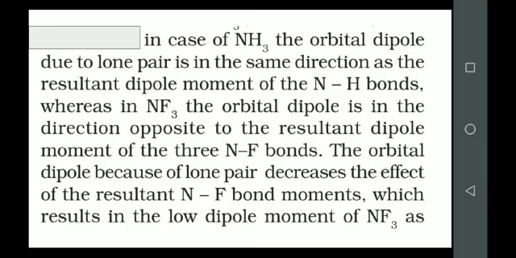The reason for this is given here. Same thing is written here. In the case of ammonia, the orbital dipole due to the lone pair is in the same direction as the resultant dipole moment of the N-H bonds, whereas in NF3, the orbital dipole is in the direction opposite to the resultant dipole moment of the three N-F bonds. Therefore the orbital dipole, because of that lone pair, decreases the effect of the resultant N-F bond moments, which results in low dipole moment of NF3. The same thing I have said: because of the difference in the direction of the dipole of the lone pair of electrons and the N-F bonds, there will be a reduction in the net or resultant dipole moment of NF3.